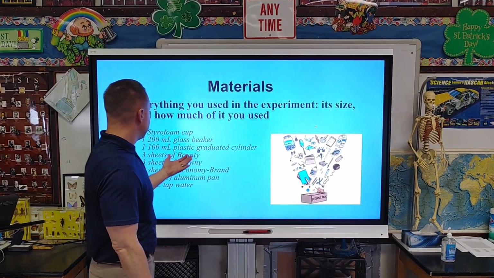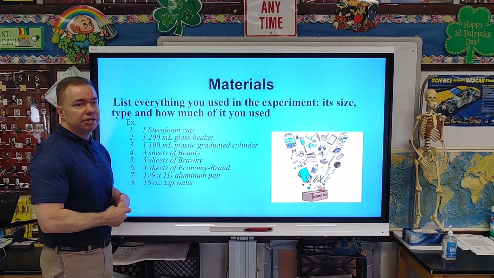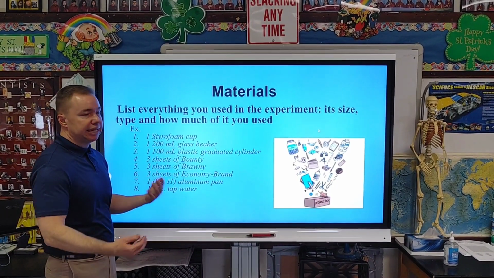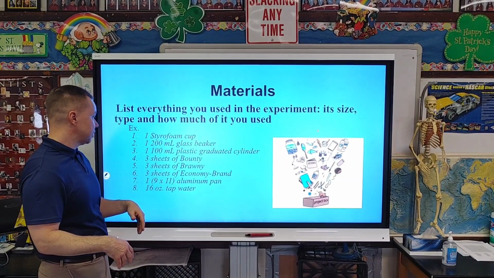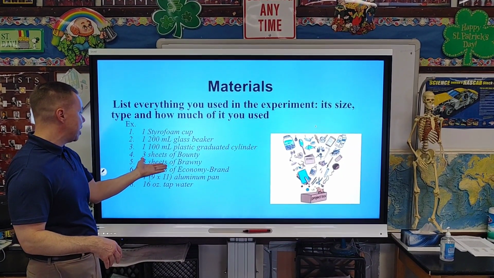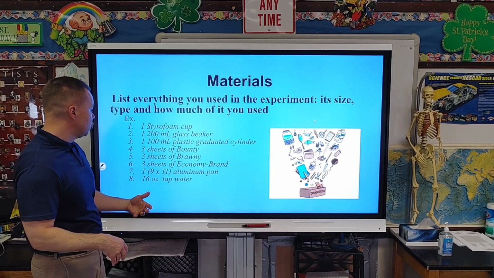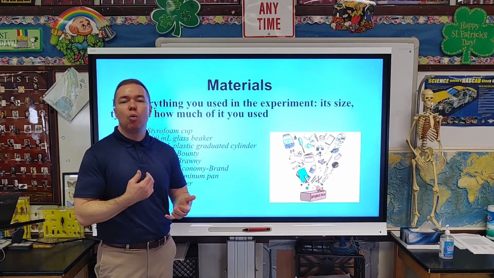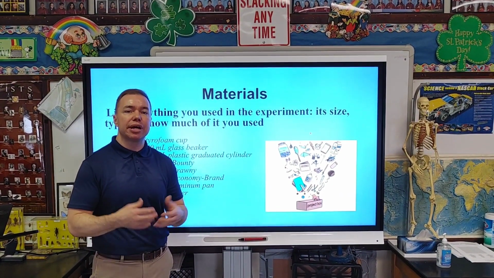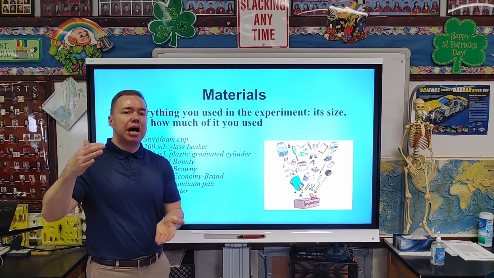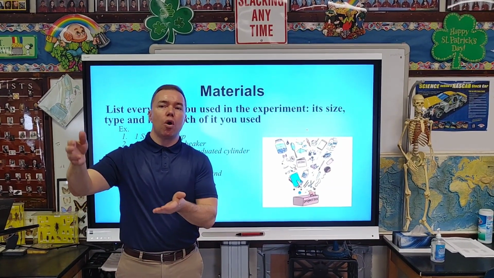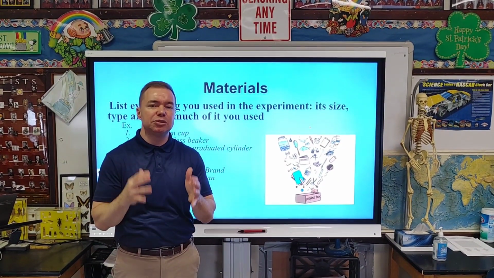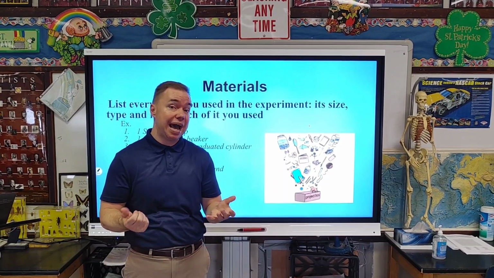So in this case, okay, I would say 1 styrofoam cup instead of just saying a cup. Okay, or 1 200 milliliter glass beaker instead of just saying a measuring cup or something like that. Okay, I tell you how many sheets of Bounty, how many sheets of Brawny. I tell you the size of the aluminum pan and how much tap water I use. Okay, again, you want to be very, very specific when you are listing your materials and when you're gathering what you need. Okay, so if you're following a procedure that's already done for you, or you're making this up yourself, it's very important. You don't just do random measurements. Okay, you got to be specific because those measurements could play a part in the outcome of your project.